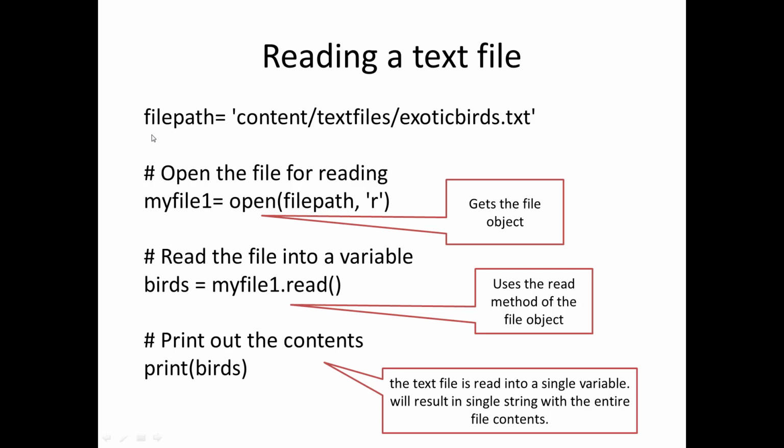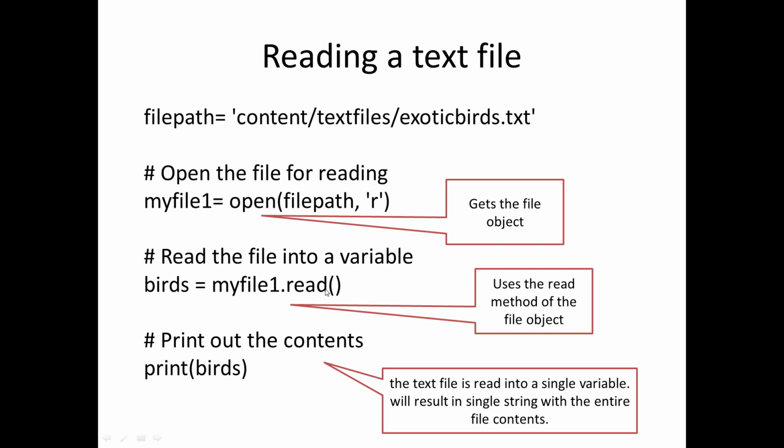So here we have another example where we're fully specifying a path for an exotic birds text file. It's located in a directory called text files that resides in a directory called content. And we're going to assign that path to this variable. So now when we open our file, we'll use the path instead of just a simple file name. We need a path here. We're going to open it in read mode, and we're going to assign this to the file object myFile1. So myFile1 is now the file object that references this file.